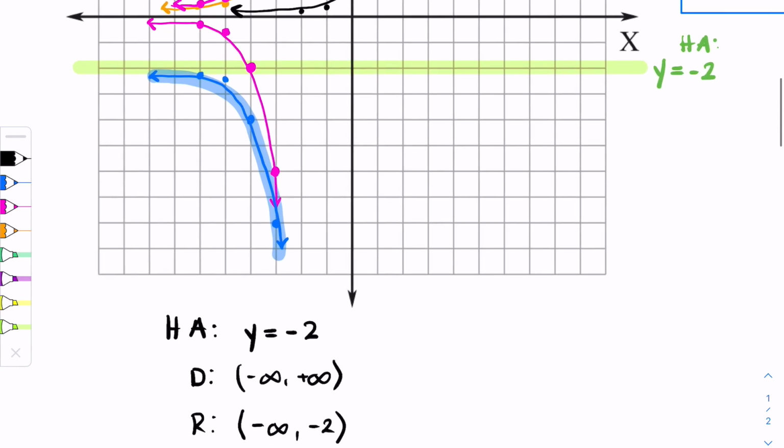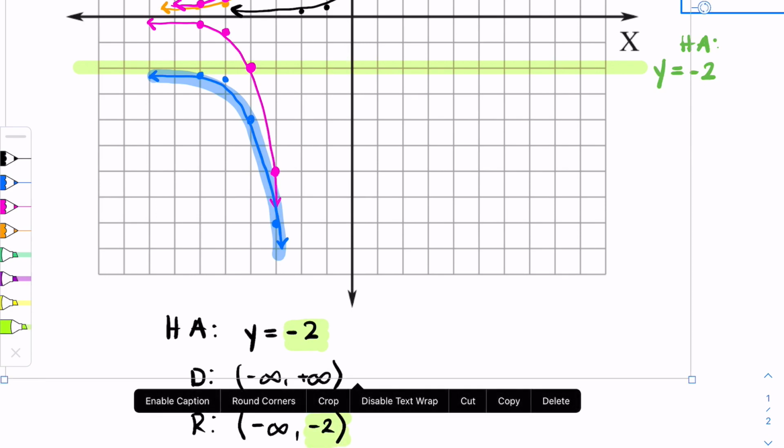That means this graph is approaching, so it's starting at -infinity, it's coming up, it's approaching this line, but it's never actually touching or crossing that line at -2. Also, whatever your asymptote is going to match your range. That will happen every time.